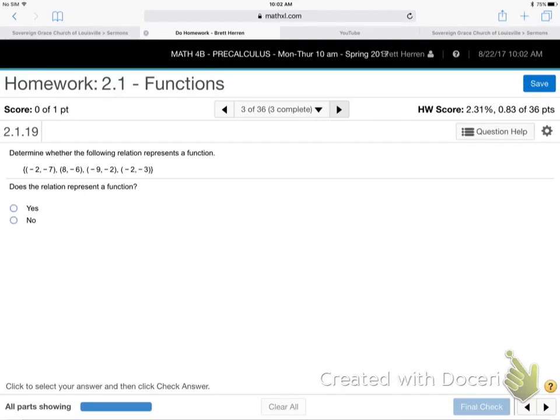So you know what I think will help on this one? You know how points go. It's x and y value, x and y, x and y, x and y. So why don't I just make an x column and a y column? I think it's easier to see if we do it that way. -2, -7, 8, -6.